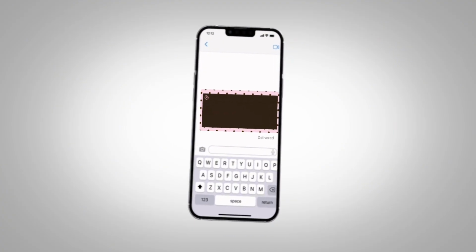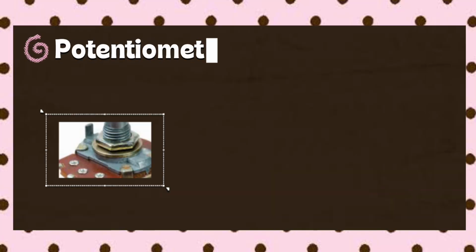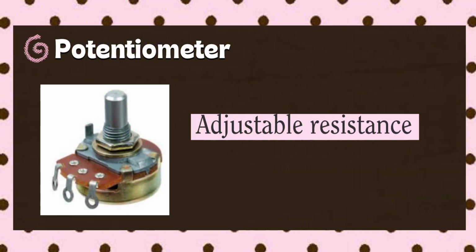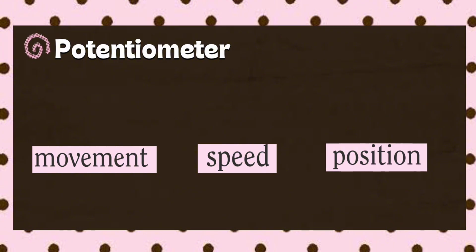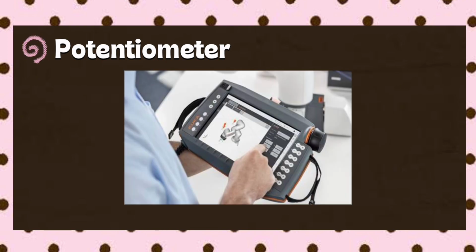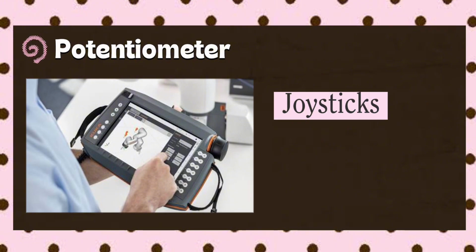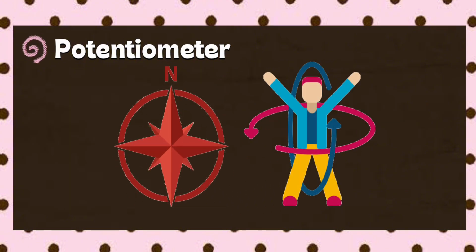Next, we have the variable resistor or the potentiometer. It is a type of resistor that can be adjusted manually. It allows users to control movement, speed, or position in a mechatronic system. Examples: the robot arm. It adjusts the position of the arm by changing resistance. Robot controller. It is used in joysticks to control direction and movement.